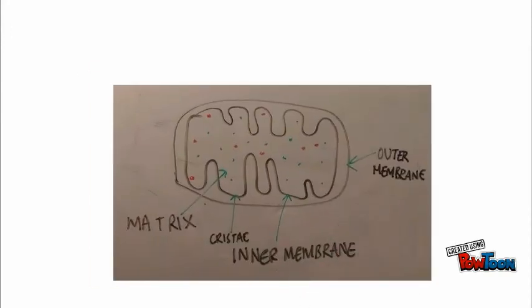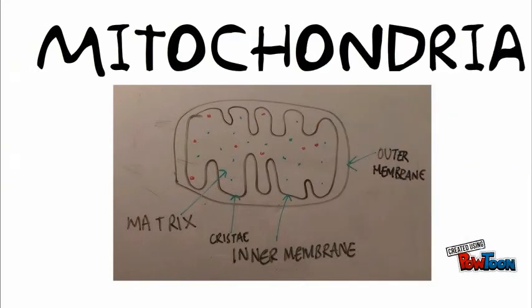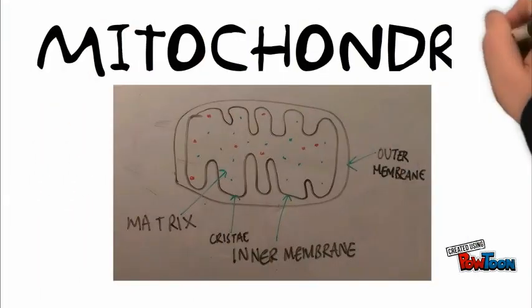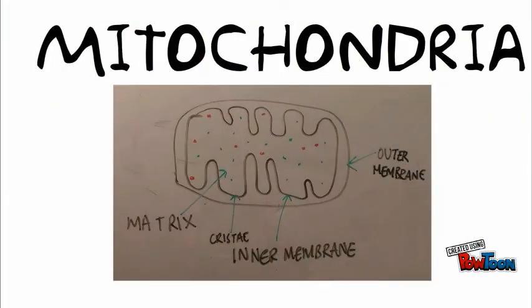This weird looking sausage shaped organelle is called the mitochondria. This is where aerobic respiration takes place, so energy is released by respiration. The energy release is in the form of a molecule called ATP. Cells that require a lot of energy, for example muscle cells, have a lot of mitochondria. Mitochondria consist of a double membrane. The inner membrane is folded and produces cristae, and the space enclosed by the inner membrane is called the matrix.